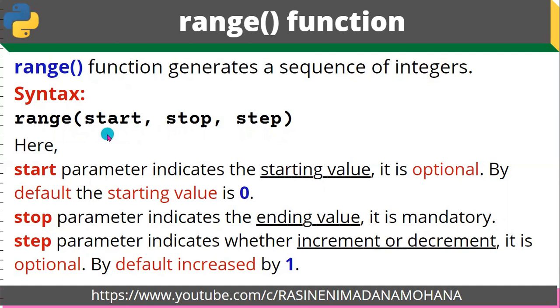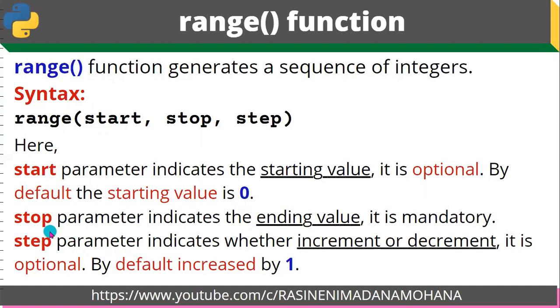Let us see the uses of these 3 parameters, which are optional and which are mandatory. The first parameter, the start parameter, indicates the starting value. It is optional actually. By default, the starting value is 0. Suppose you didn't mention the start value, then by default it starts with 0. But if you want to start at a particular value other than 0, then you have to mention the start value. For example, if your value is 1, it starts from 1. If your value is 2, it starts from 2, like that.